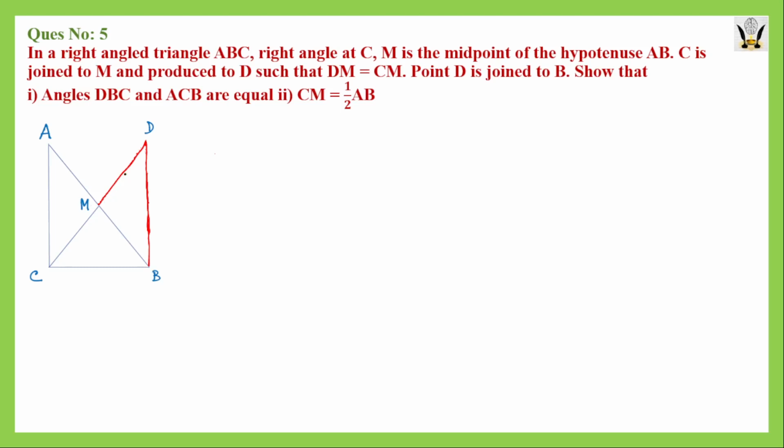C is joined to M and produced to D such that DM is equal to CM, and point D is joined to B so that angle DBC and angle ACB are equal, and also CM is equal to half of AB. Now this sum is exactly similar to sum number 1. So first understand the solution of sum number 1, and then try to solve this one by yourself.